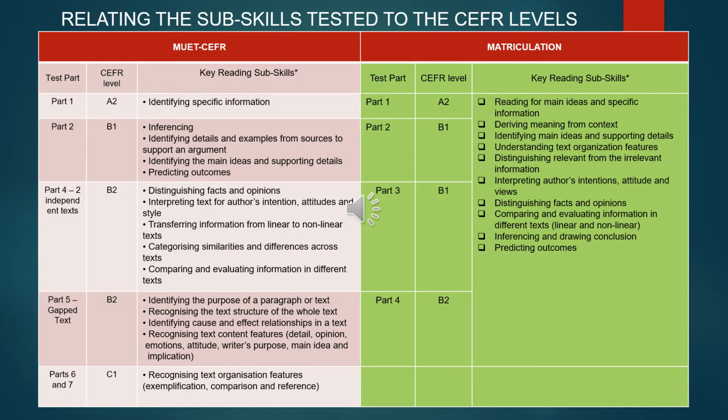Alright, now let's look at the test sub-skill tested to the CEFR level. For MUET CEFR, test part 1, the level for CEFR is A2. The key reading sub-skill is identifying specific information. For part 2, the CEFR level is B1.